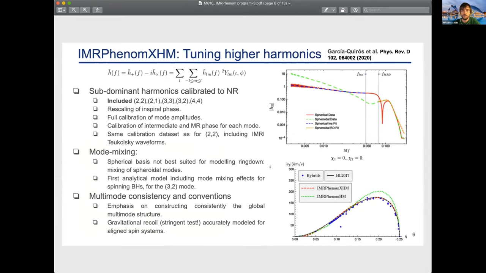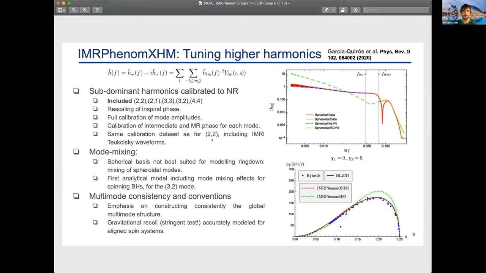The next big breakthrough of the new generation was the first multimode model with the subdominant harmonic content fully calibrated to numerical relativity, IMR Phenom XHM, described in this work of García Quirós et al. Essentially, it adds these subdominant harmonics to the dominant harmonic that was modeled in Phenom XAS. The model is constructed based on a proper rescaling of the inspiral phase of the modes, but the amplitude of the modes is fully calibrated, and also the intermediate and merger ringdown regions of the phase of each mode.